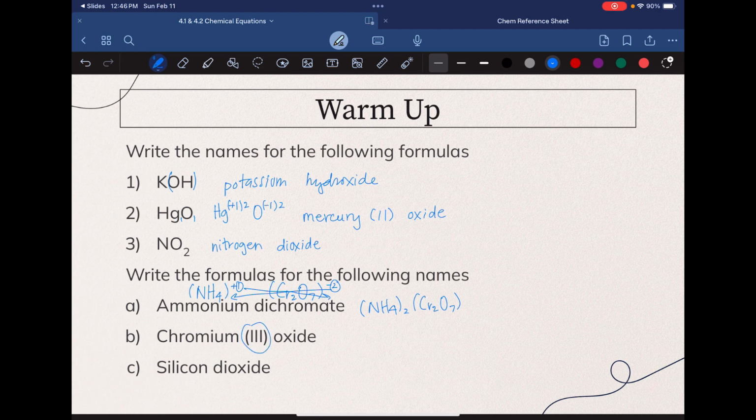Chromium 3 oxide. This is type 2 because we have Roman numerals. The 3 belongs to chromium. Chromium symbol is Cr. We know the charge is +3 because it's in the name. Oxide, there's our friend oxygen again. And so now we just do the crisscross method. Cr2O3. And then silicon dioxide, we see di, so that's a prefix. So it's a covalent compound. Silicon, there's no prefix, so there's just 1. So it's Si. Dioxide, we know that's 2 oxygen. Great job. If you're having trouble, I really suggest going over your notes from Unit 3.